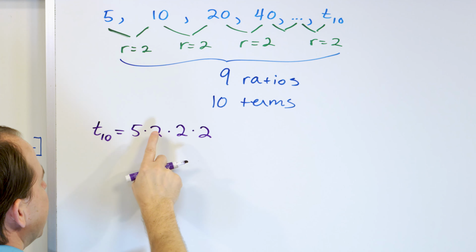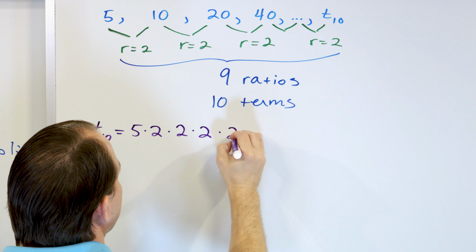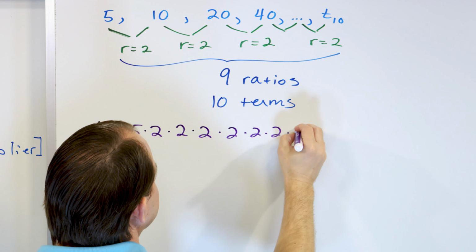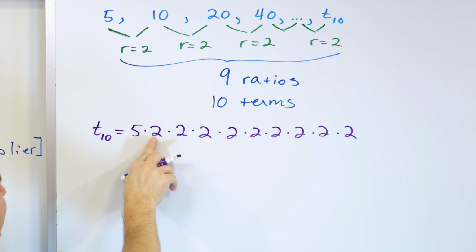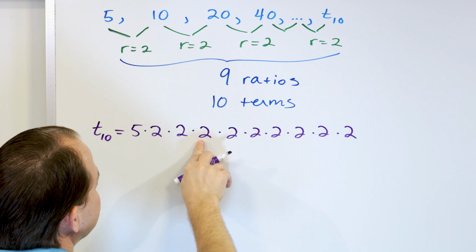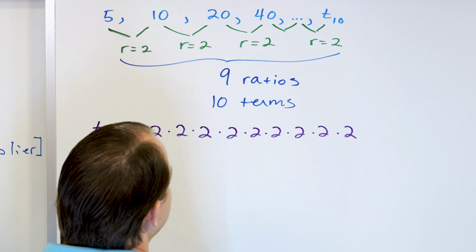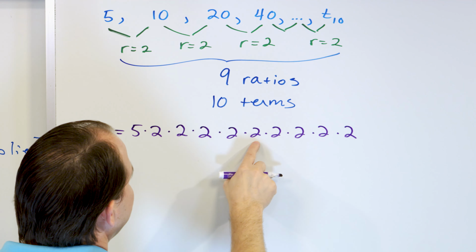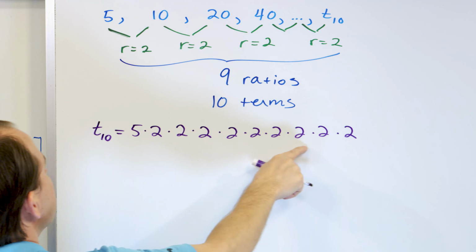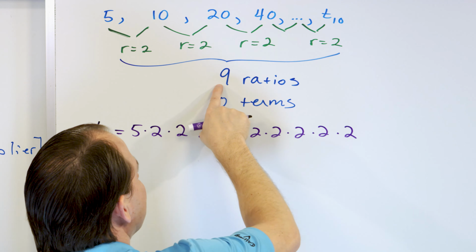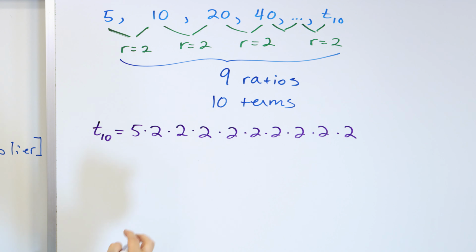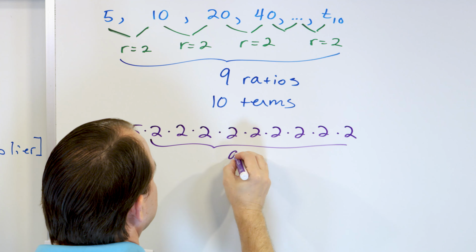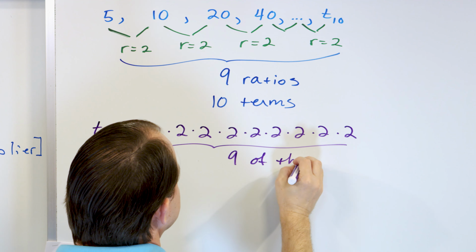You see what's happening? Here's 1, 2, 3, 4, 5, 6, 7, 8, and 9. So here's 5 times 2 is 10, then 20, then 40, then 80, and so on all the way down here. You should have 1, 2, 3, 4, 5, 6, 7, 8, 9 multiplications by 2. Because there are 9 ratios, there are 9 multiplications by 2 to get over here. So there are 9 of these.